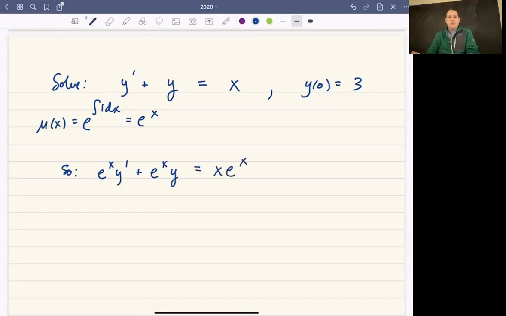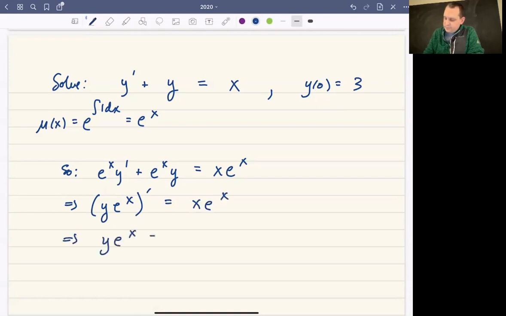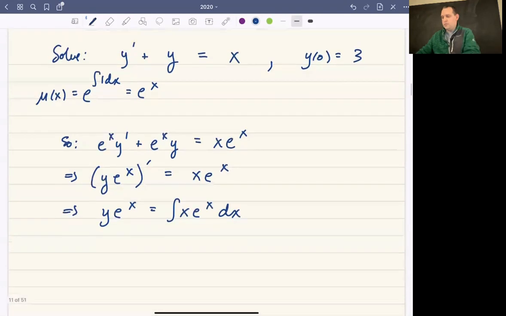At this point, we can recognize the left-hand side of the equation as the derivative of a product. That means this is the derivative of y e to the x. The right side remains unchanged. Integrate both sides. The only thing now is that the integral of the right side is going to be an integration by parts integral, so we just have to remember how that works.